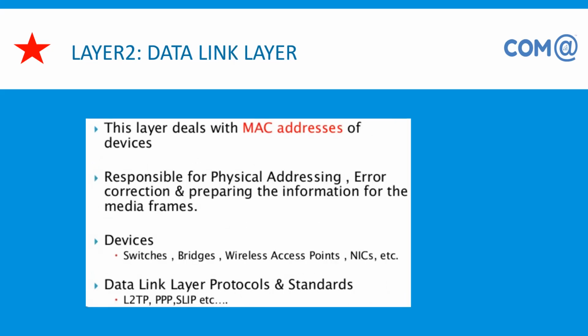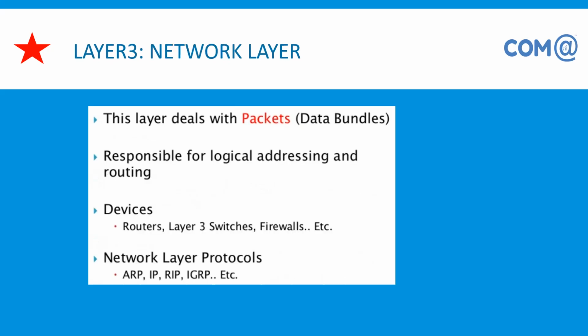Layer 2, the second layer, is the data link layer. Here, we are adding the MAC address as a tag to the existing data. So it is responsible for physical addressing, error correction, and preparing the information for media frames. The devices used are switches, bridges, wireless access points, and NICs. So it represents the data along with the MAC address.